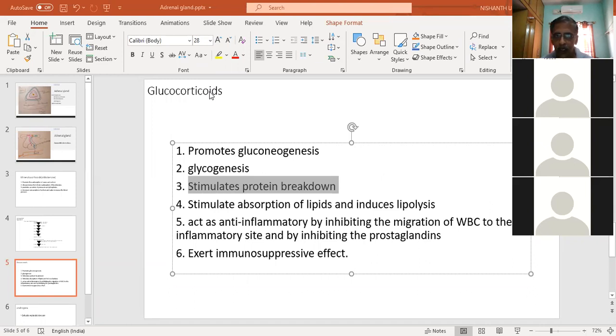For example, if you take one particular site of injury, surrounding that injury the glucocorticoids will start to accumulate, and they will not allow prostaglandin or WBC to reach the site of injury. Once prostaglandin and WBC are unable to reach the site of injury, we cannot experience the pain and we cannot repair that particular area.